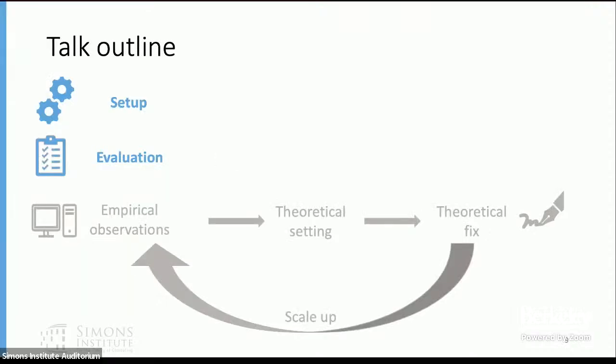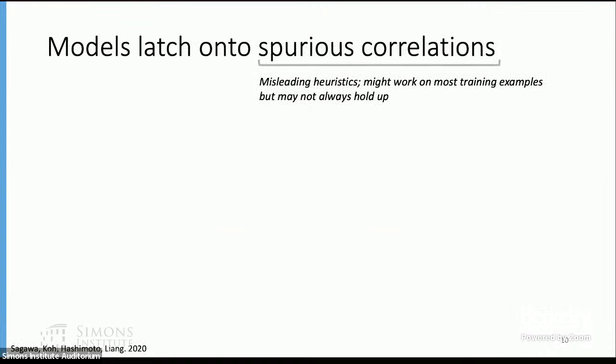First, I'll discuss the setup and evaluation, and then I'll try to come up with a story about how we can fix some of these issues. Just to recap, models do latch on to spurious correlations, like we saw in the chest X-ray, where these are misleading heuristics. If it held up on all of your training examples, maybe that's impossible to disambiguate at all.